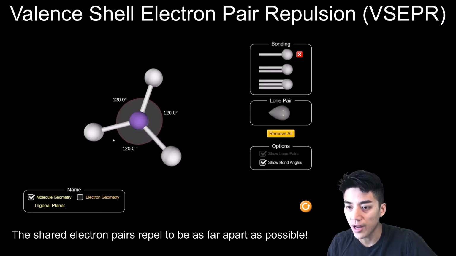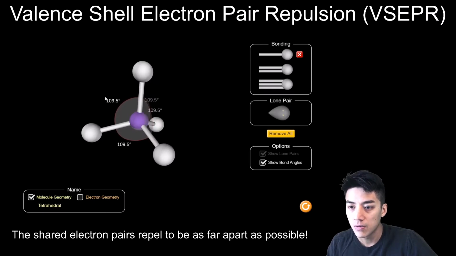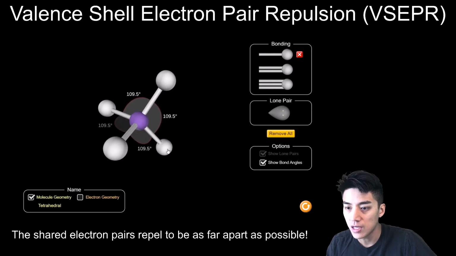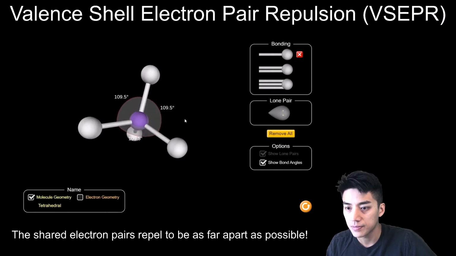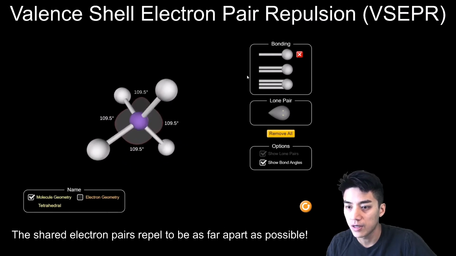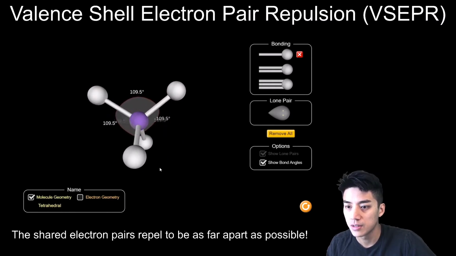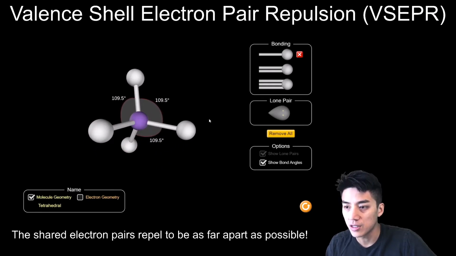If I throw on a third pair, there's less room for them to work with, so now they repel to form a trigonal planar shape where the bond angles are 120. If I throw on a fourth bond, we are now down to 109.5 degrees, and now the shape is different. It's called tetrahedral. I will rotate it so you can see how it's geometrical, it's symmetrical on all ends. It's perfectly symmetrical. So they form these shapes naturally, and again, it's caused by the electron pairs repelling each other.